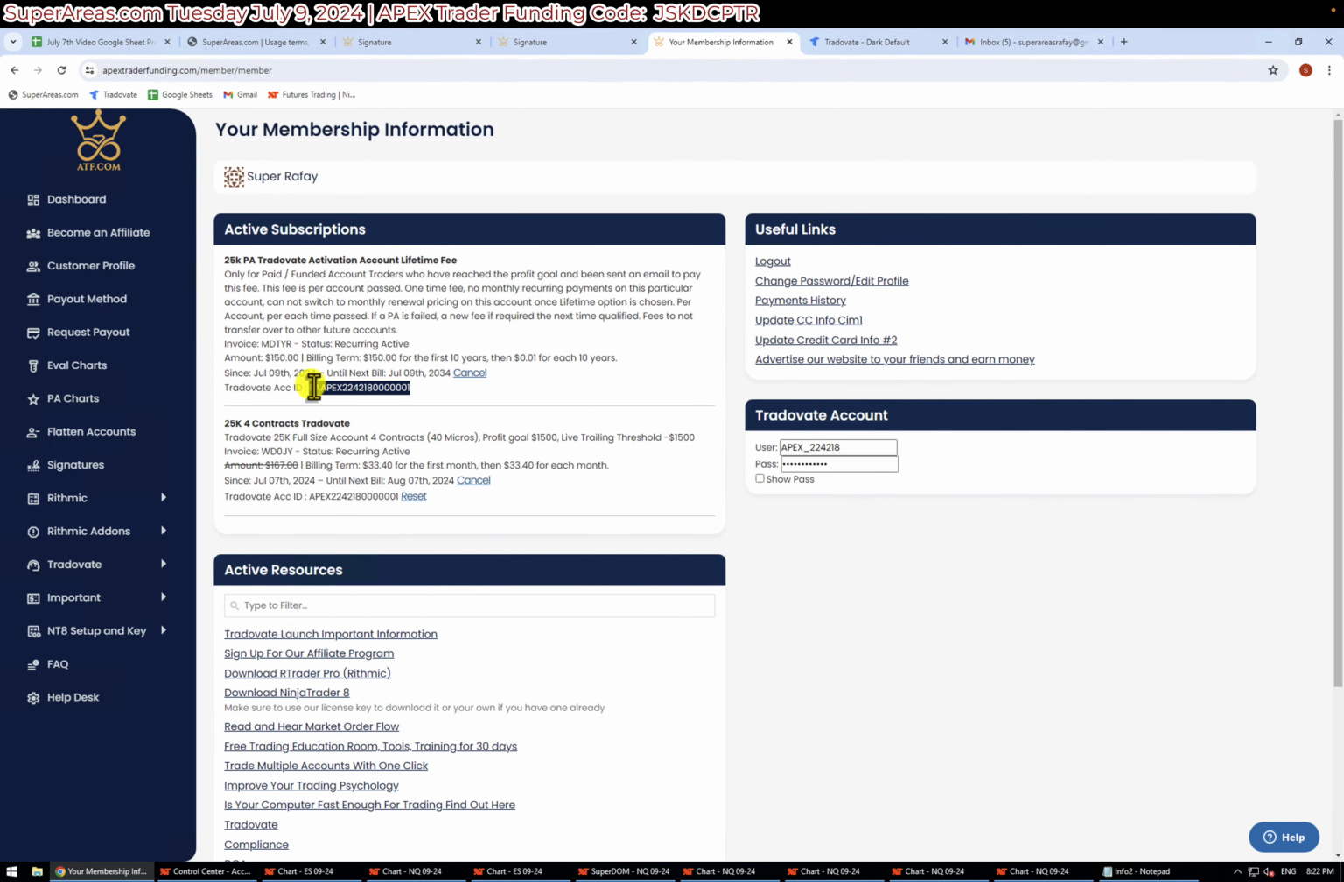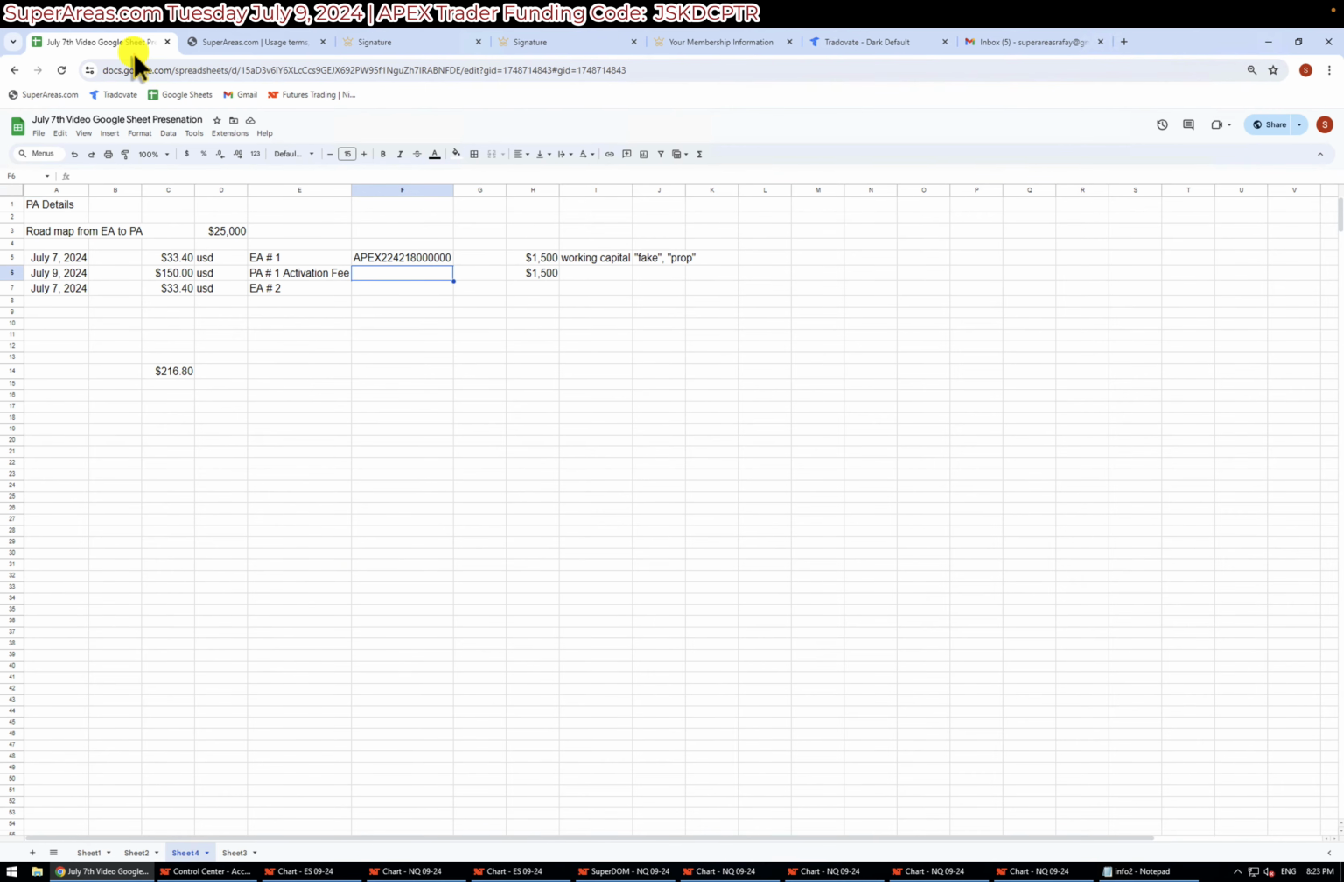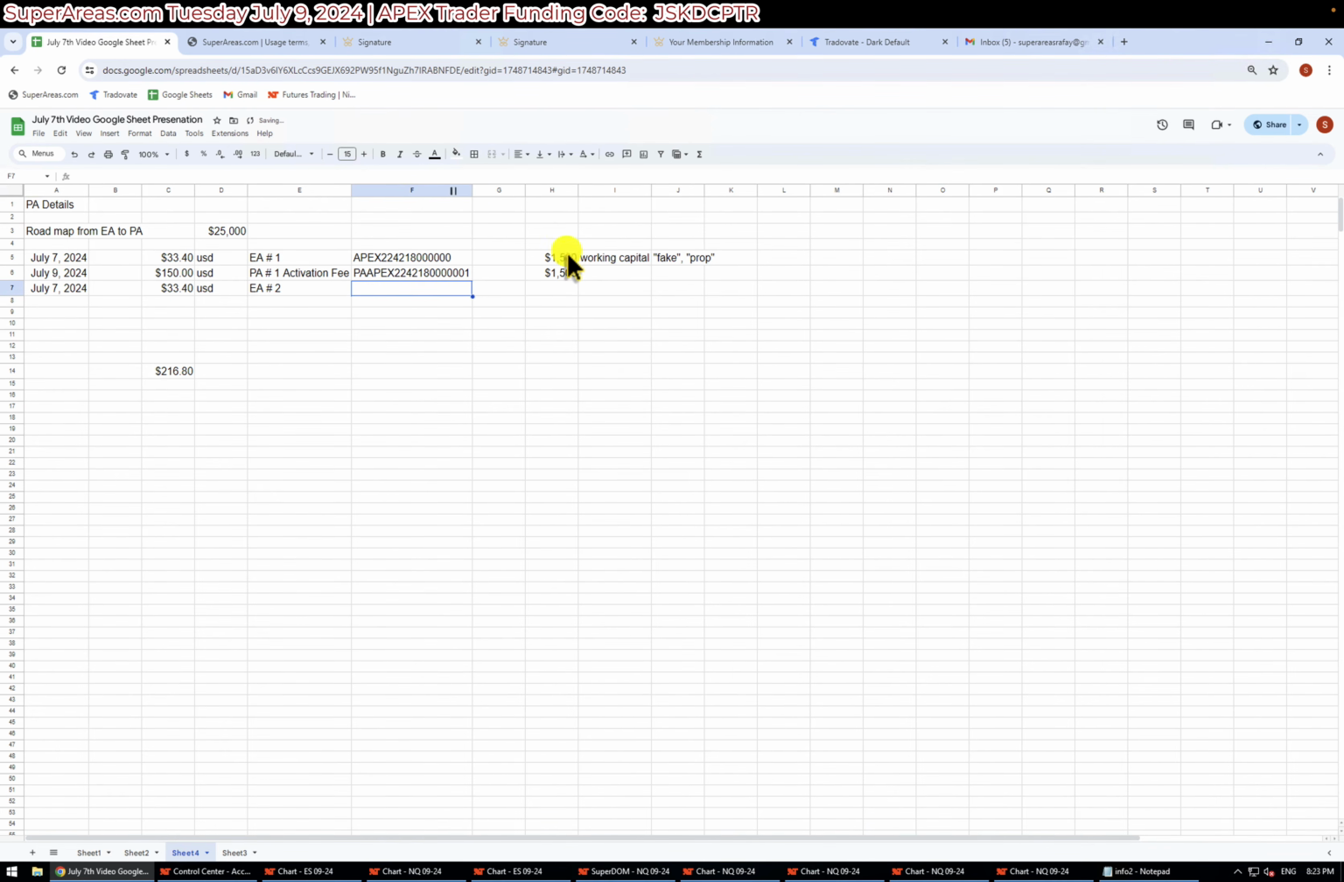So when you're canceling an account, you have many accounts, just be careful, pay attention to make sure you're not canceling an account that is a lifetime account, because you have already paid for it, and it's really good to keep it for the rest of your life. So there is my account number, PA.